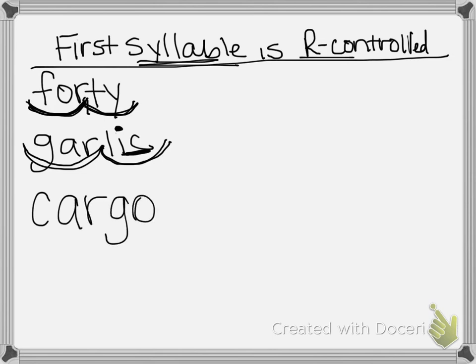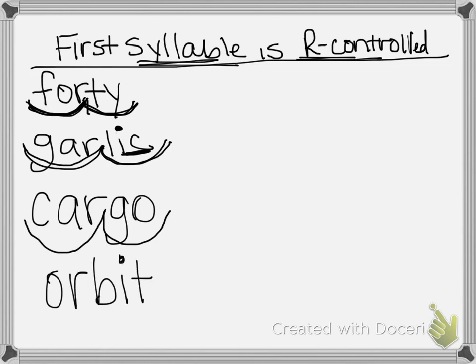First syllable is R-controlled, so you split it after the R. So your first syllable is car, second syllable is go. Cargo. Okay? Cargo is like your bags that you take with you. Okay? Good. Cargo. And next one is, so I want you to write on your paper where you would split that. Okay?